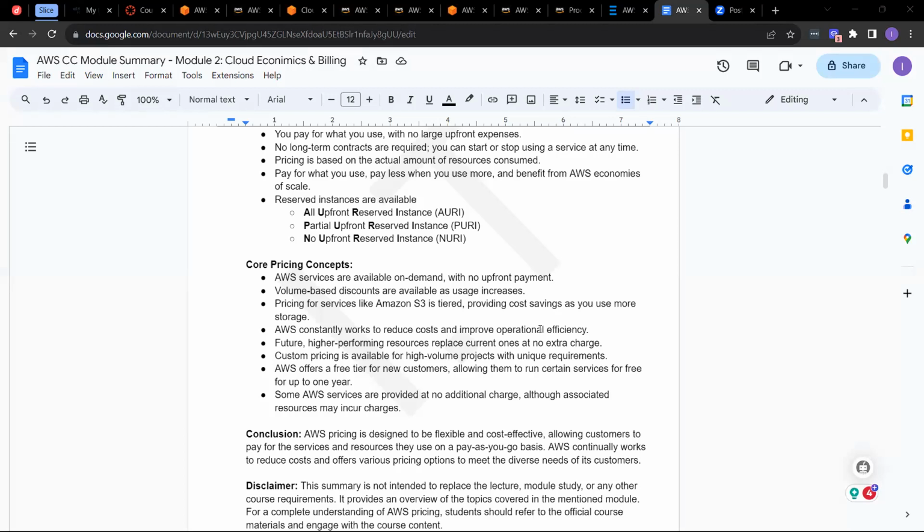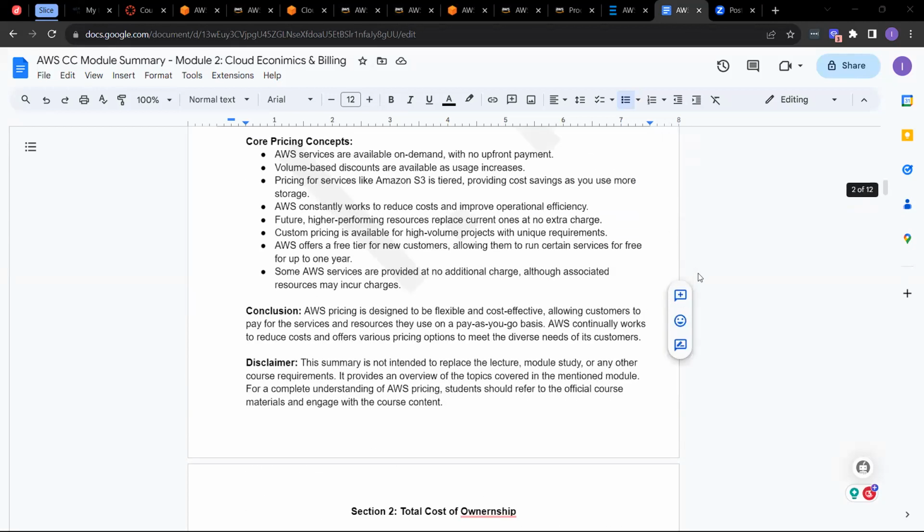And for the Beanstalk, it's for you to quickly deploy your code or your applications, right? The Beanstalk is free. But what you use the Beanstalk to do will be charged. I hope that is clear. So that is it about the free services that AWS also offers.